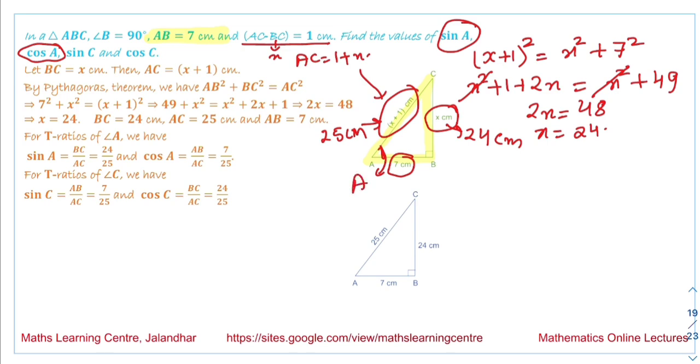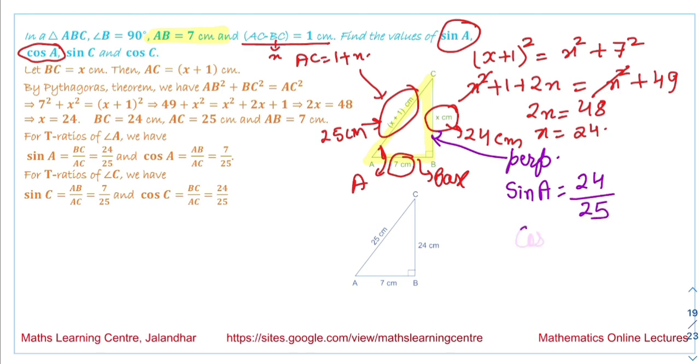Now when we have to calculate sine A and cos A, we are talking about this angle A. So this is the base and this is the perpendicular. So the value of sine A is equal to the perpendicular over the hypotenuse, it is 24 over 25. Then we are talking about cos A, that will be base over hypotenuse.